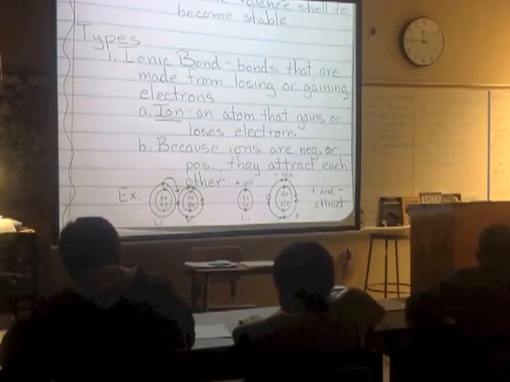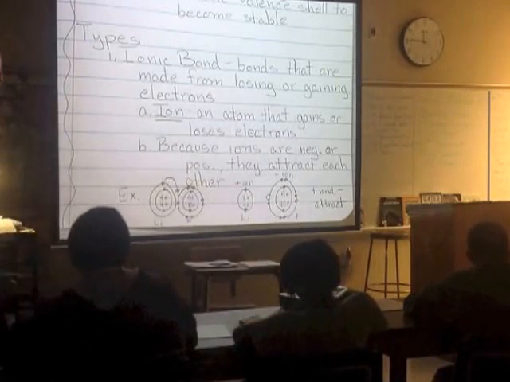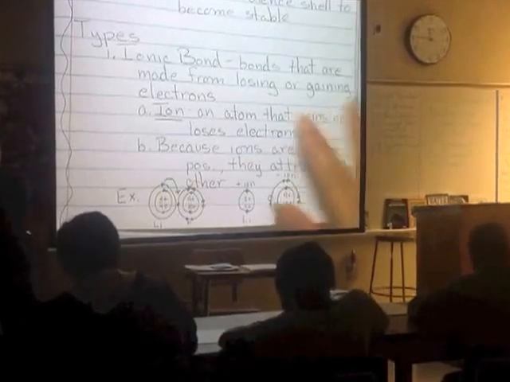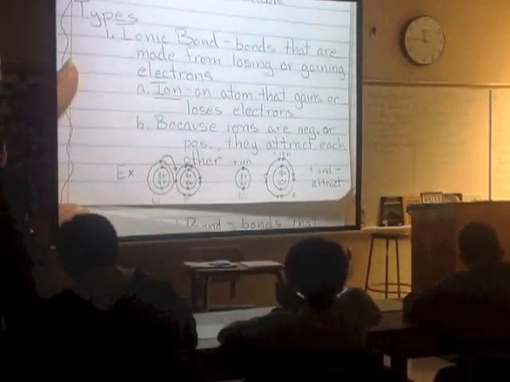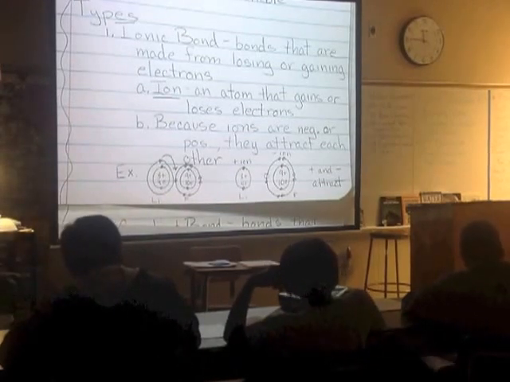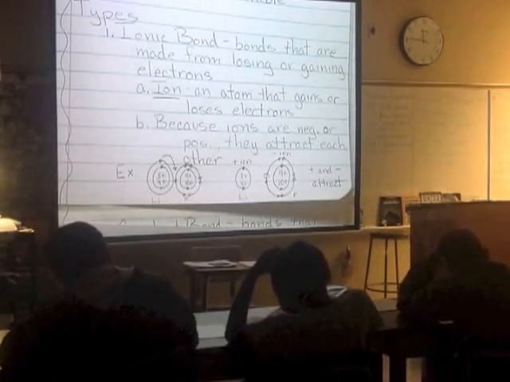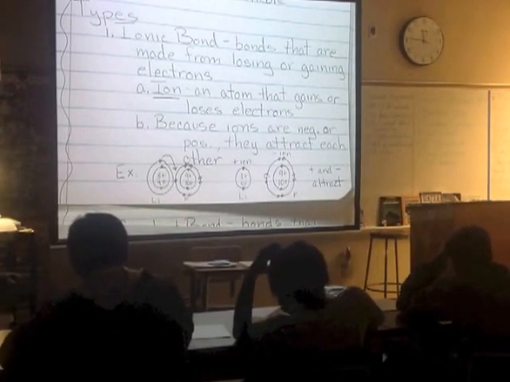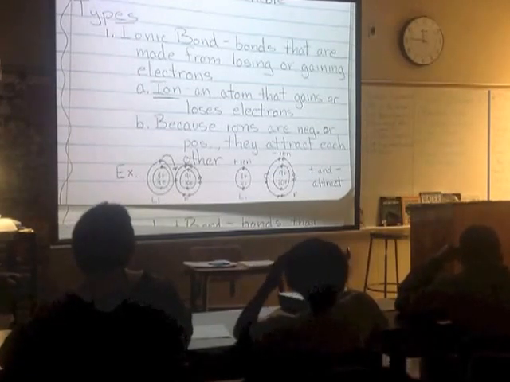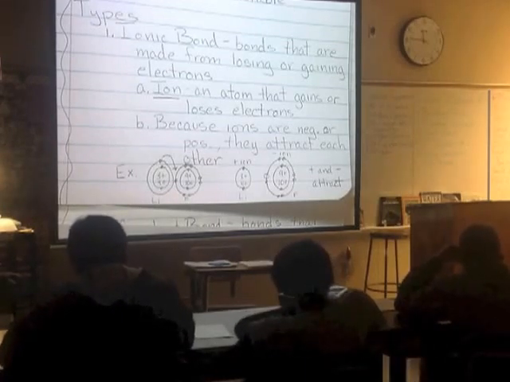So we're going to look at our first type of bonding, which is called an ionic bond. An ionic bond is basically a bond that is made from losing or gaining electrons. Some atoms lose electrons and some gain them in order to become stable. When they do that, they become what we call ions. Ions are atoms that gain or lose electrons, and they're called ions because they are no longer neutral.